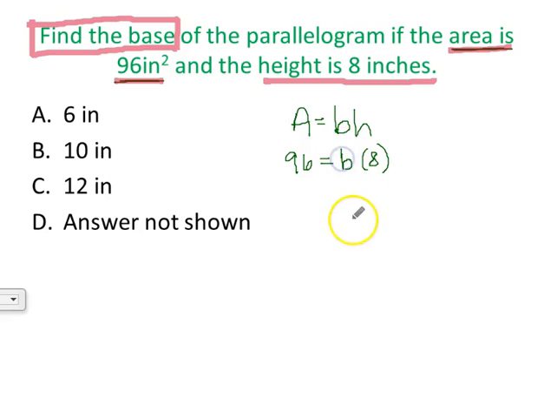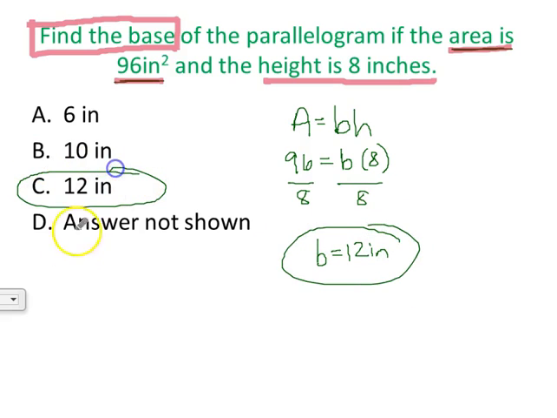So now how do we solve for b? b is being multiplied by 8, so we're going to divide each side by 8. And what do we get? 96 divided by 8 is 12 inches. So that would make the answer 12 inches. So you're going to find this week, not only are you finding area, but you might be given the area and you need to find like the base or the height.